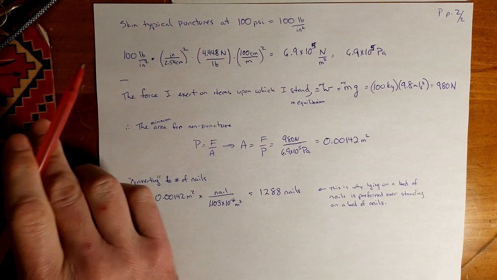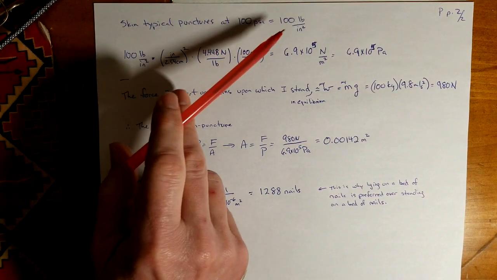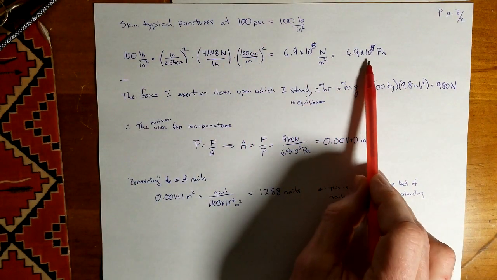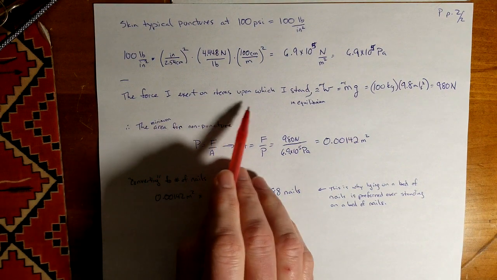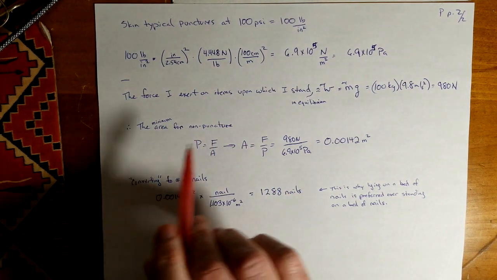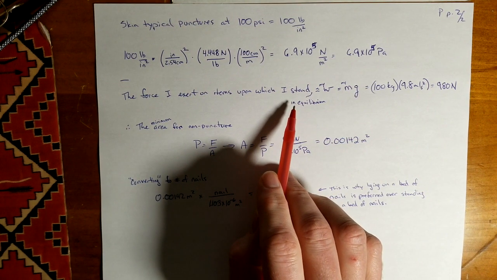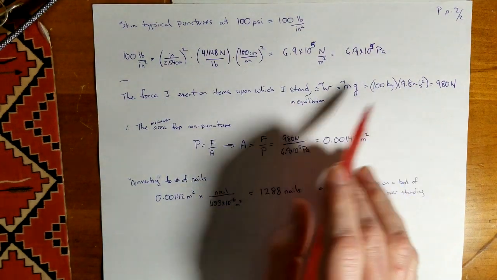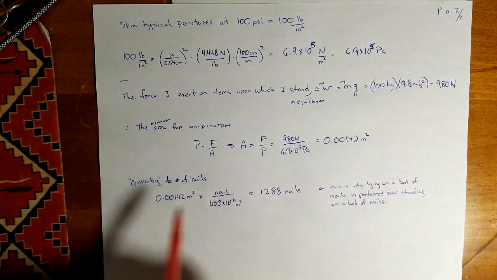Now, I had to look this up. I have not tested this out, but the skin typically punctures at 100 psi, that's pounds per square inch. And so I did a conversion here into pascals. And so if I'm standing on the nails, the amount of force that I will exert on the nails through my normal force, and again, I'm assuming I'm standing in equilibrium, should be equal to my weight. My mass is about 100 kilograms, and so the weight is about 980 newtons.